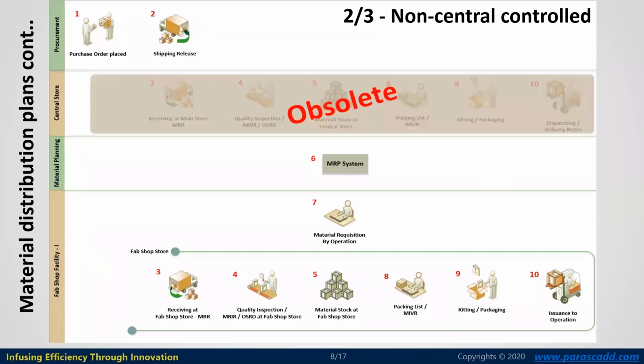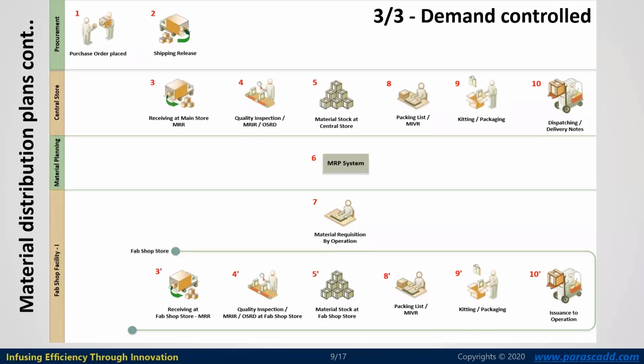Next is the non-central control. For example, in small scale projects, the central store concept may not come into the picture. In that case, the shipment will be directly released to the fabrication shop facilities. So this is also achieved, that is the non-central control. And the third one is demand control.